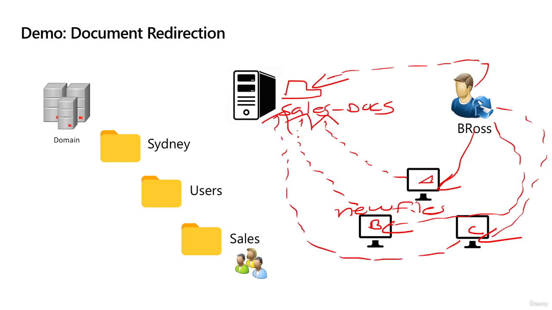So we have to configure this. I want this to apply to sales users. To do that, I'm going to create a group policy object, which we will call a GPO. And I'm going to apply that GPO to the sales organizational unit that we created. And in that GPO, we're going to say redirect the documents back to this shared folder.